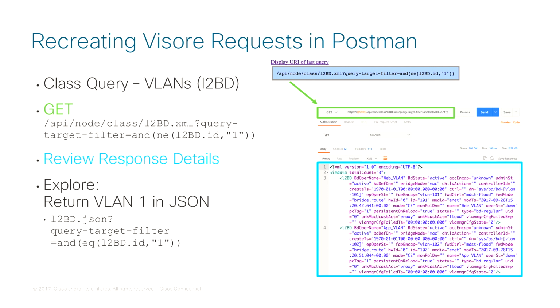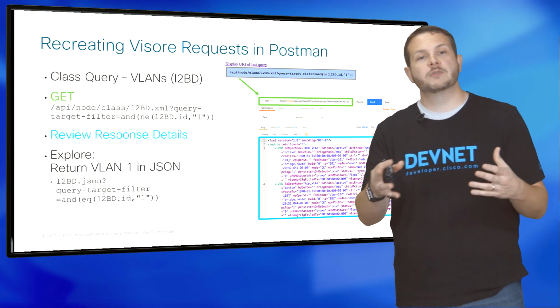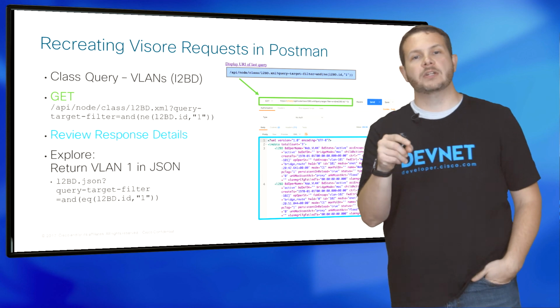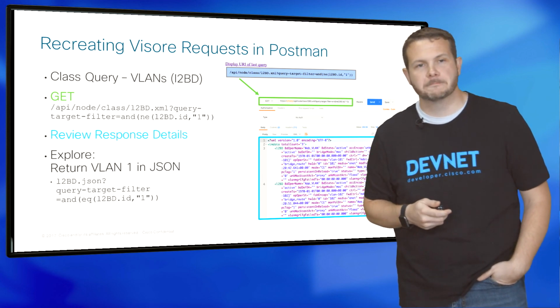And we can see in this case, we pulled directly out of Visore, so it comes back in XML. If we wanted to change that and explore how we could return JSON data, we would change the URI from .xml to .json. And in our original request, we looked for all VLANs that were not equal, NE, to VLAN 1. If we were to change that to EQ, now we would retrieve back just VLAN 1 itself. Feel free to explore with Postman how to adjust this query to see different VLAN numbers as well.